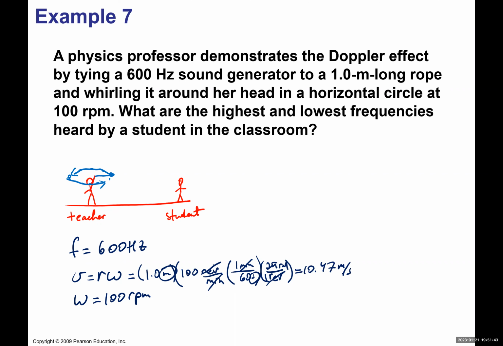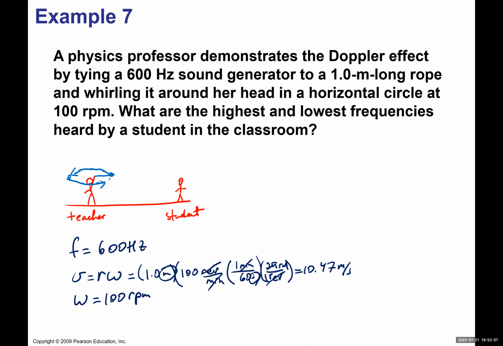Now that we have the tangential velocity, you can assume that the generator goes around at a 1 meter radius at 10.47 meters per second at all times. So when it's moving away from the student, it's moving away at 10.47 meters per second. When it's moving toward the student, it's moving toward the student again at 10.47 meters per second.